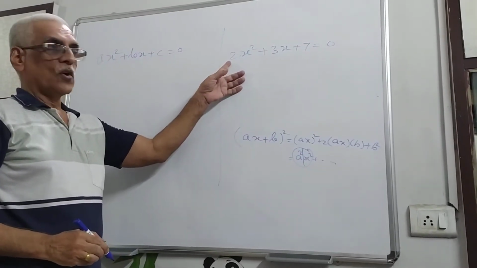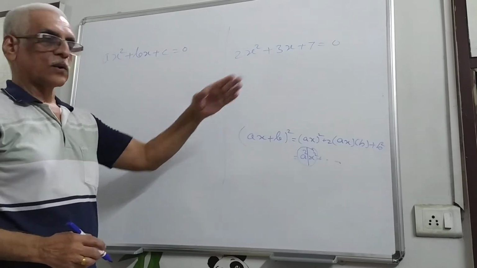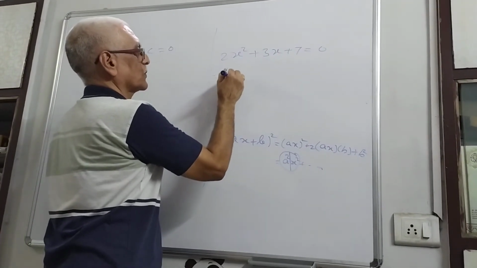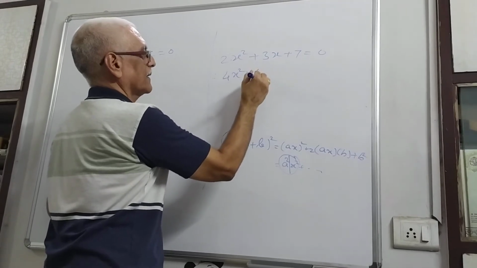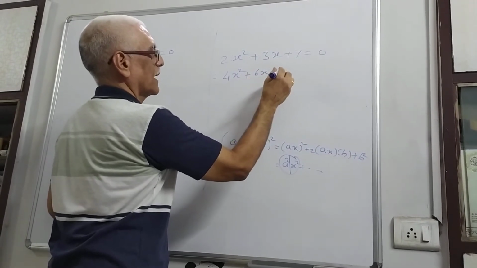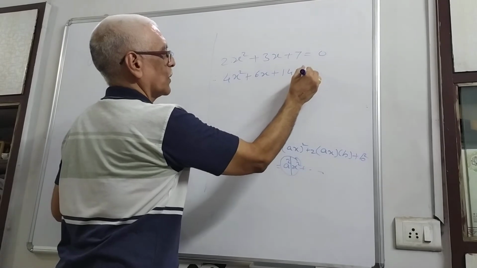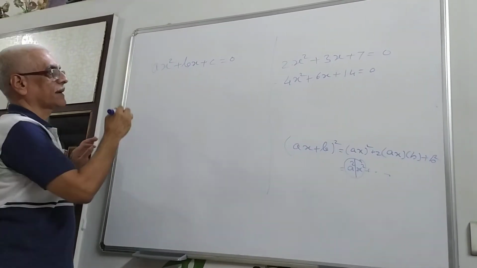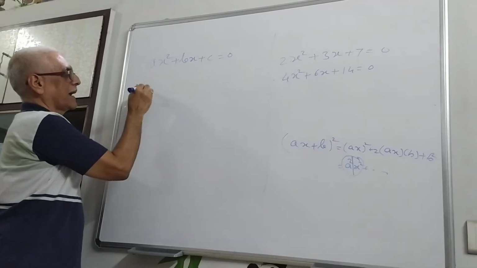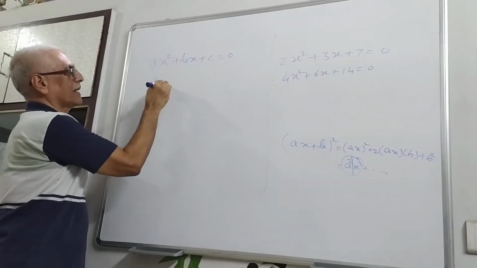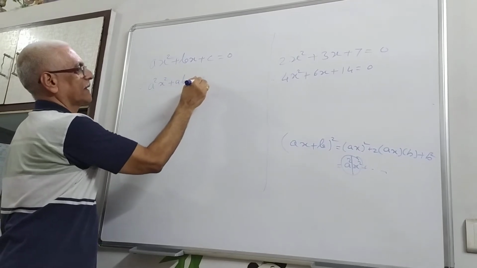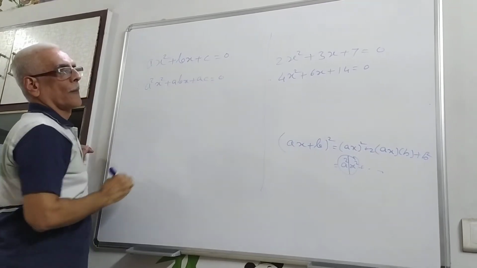Here it is 2. So first of all we will have to multiply by 2. So multiplying by 2 we get 2 into 2 is 4x square plus 3 into 2 is 6x plus 7 into 2 is 14 is equal to 0. In general we can say that if we are having a coefficient a, we multiply by a, this becomes a square x square plus abx plus ac is equal to 0.